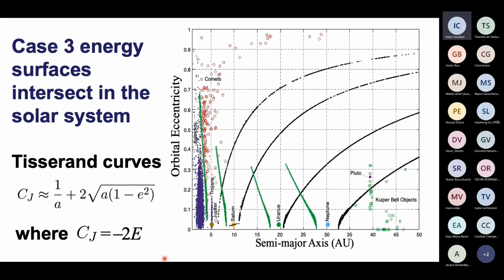Okay, so now that we've established how ballistic capture works, and the time reverse of that would be ballistic escape, how do you navigate between different planets? Well, this is showing on a large scale the case 3 energy surfaces of the giant planets. And you can see that they intersect. So can we do something with them? They're basically following Tisserand curves. So this is just writing the Jacobi constant, but in terms of the semi-major axis and eccentricity.